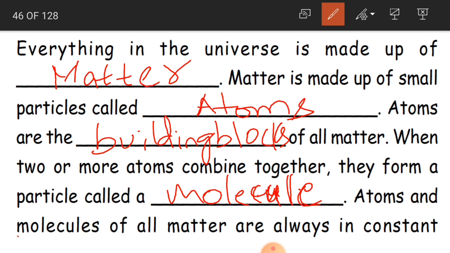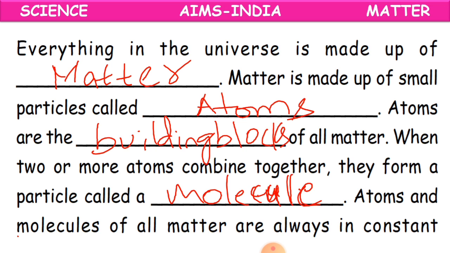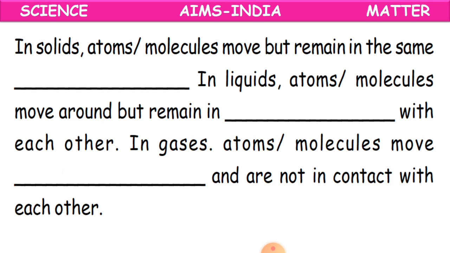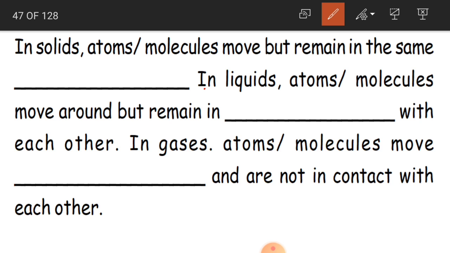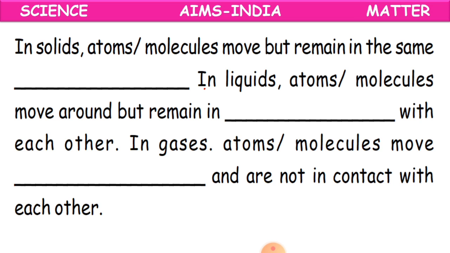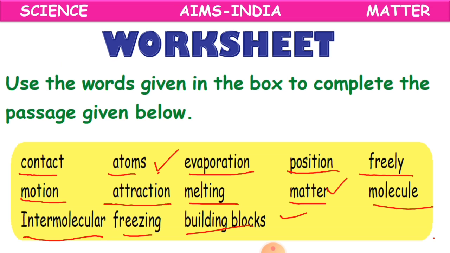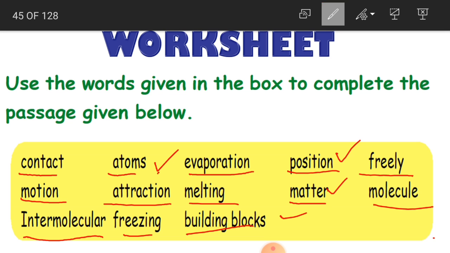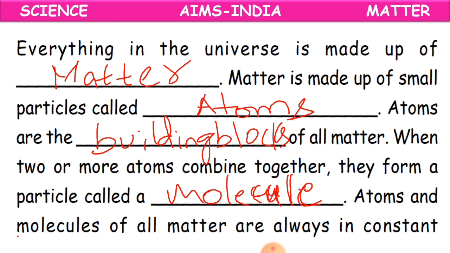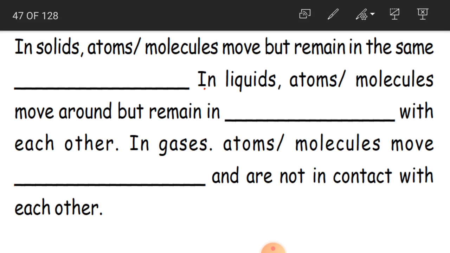Atoms and molecules of all matter are always in constant motion. In solids, atoms or molecules move but remain in the same dash. So in solids, atoms or molecules move but remain in the same, what did we learn? They are going to remain in the same position. See here, children, you have the word here, position. So they remain in the same position, and we'll just fill this up.